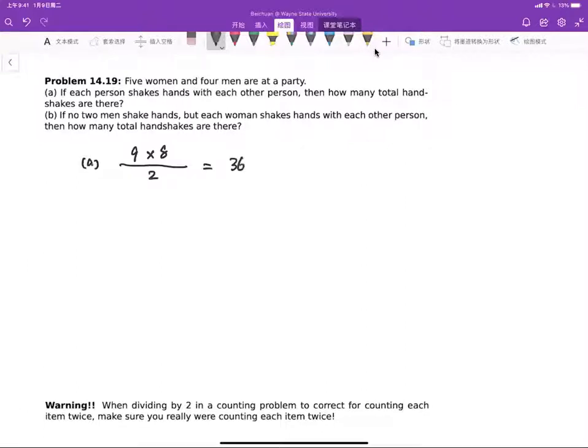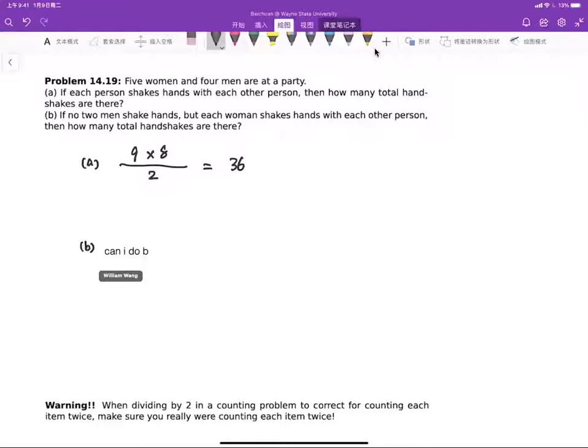Good. So very good. Basically, if we apply the formula we got in the previous problems, we just have 9 times 8 over 2, because there are 9 people and everyone will shake hands 8 times. And because every handshake is counted twice, we divide the total number by 2. Good.